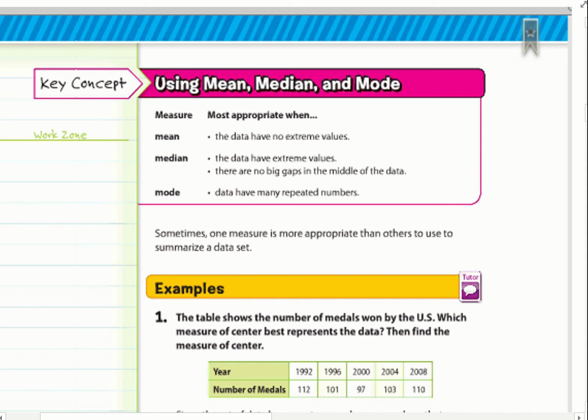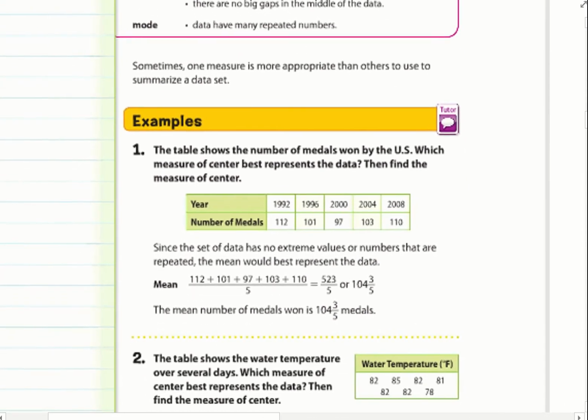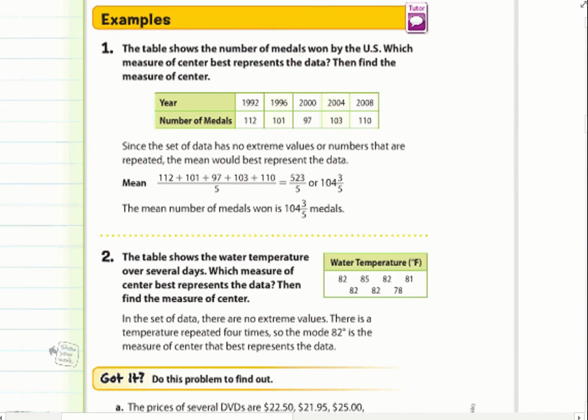So it says we have to learn when to use the appropriate measures. So mean, we're going to use mean when the data has no extreme values. We're going to use median when the data has extreme values. There are no big gaps in the middle of the data. Mode is when we have many repeated numbers. Okay. Sometimes one measure is more appropriate than others to use. So that's what we're going to find out.